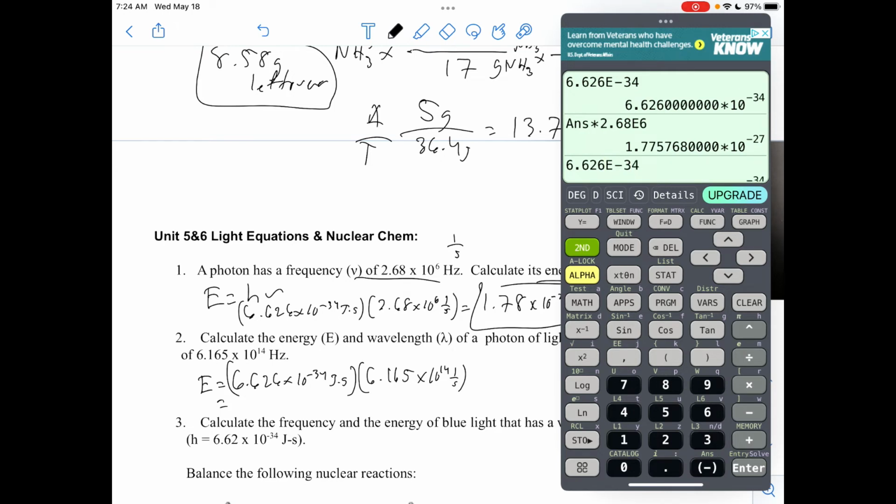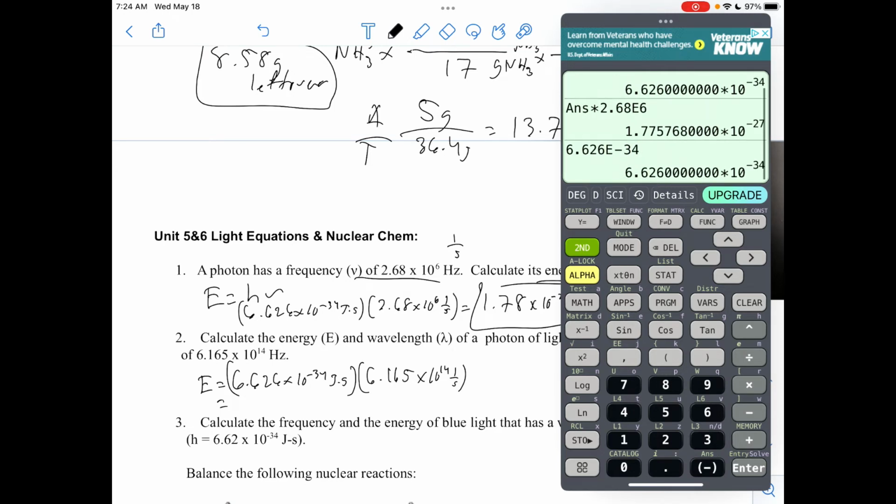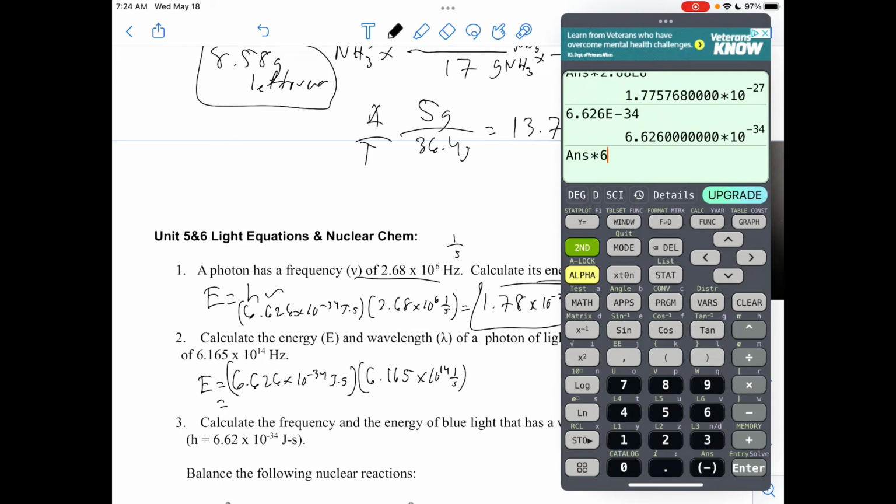And so energy would be equal to 6.626 E negative 34 times 6.165 E to the 14. Okay, so that's going to be 4.08 times 10 to the negative 19 joules. Okay, so that's how much energy.